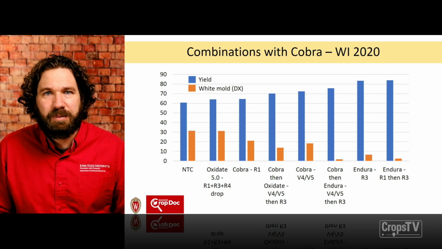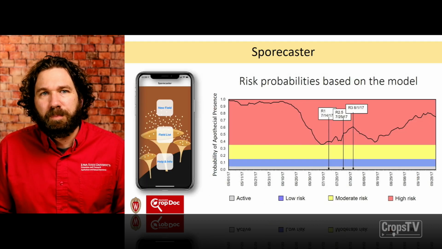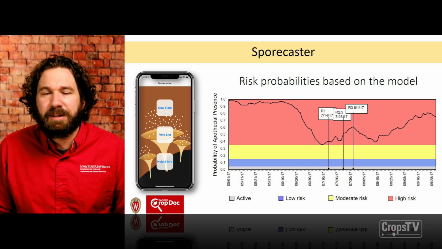This is still an option, but in fields that have moderate levels, I would lean away from using a product like Cobra, where you might see that yield loss. All right, so back to timing though. One of the things that we really are trying to get at is R1 timing might not be the best all the time.